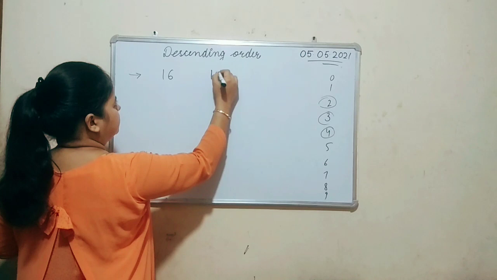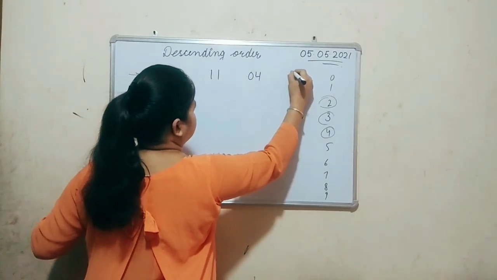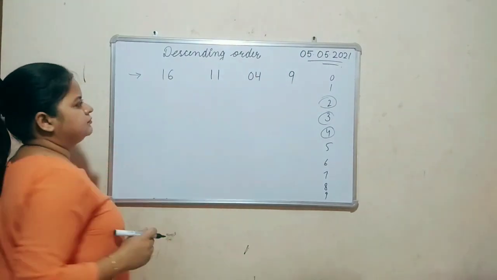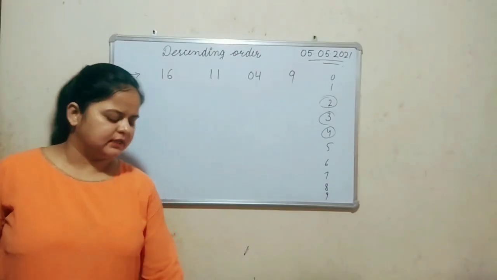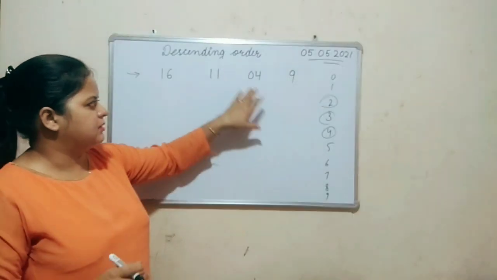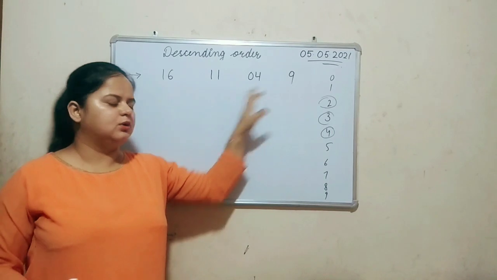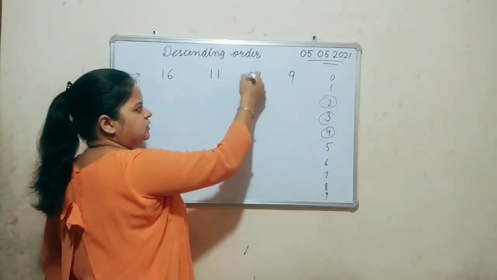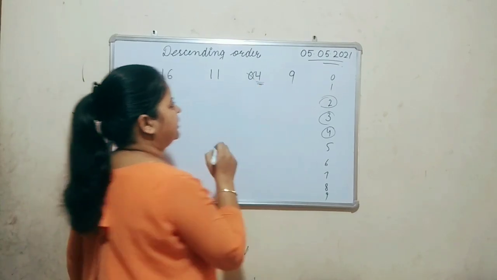16, 11, 4 and 9. Okay, now we have to arrange the numbers again in descending order. Which is the greatest one? We have the 4 numbers. Okay, 0, 4. 0, 4 means only 4. The value of 0 is nothing. And we have only 4 here.